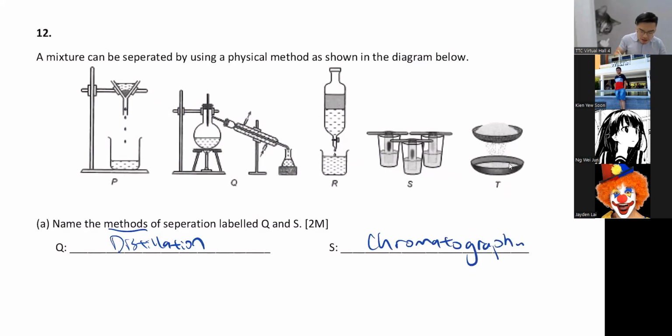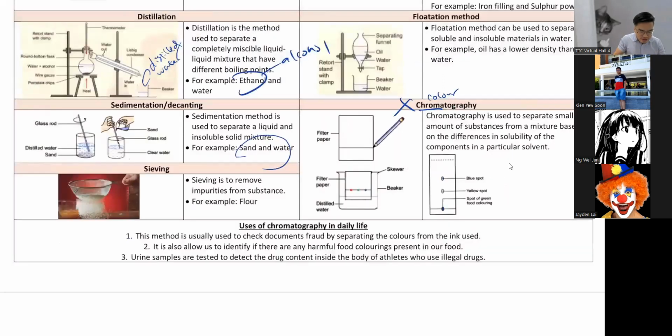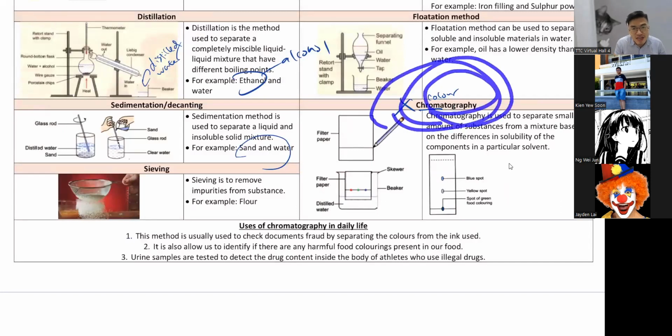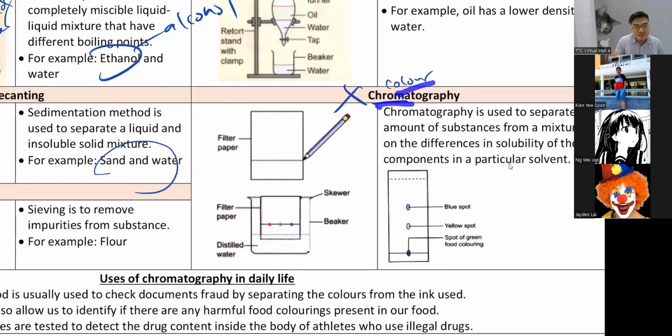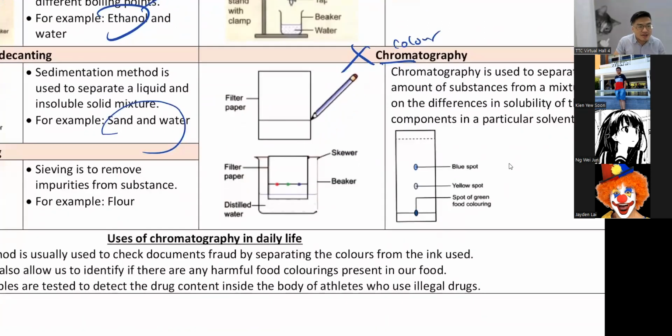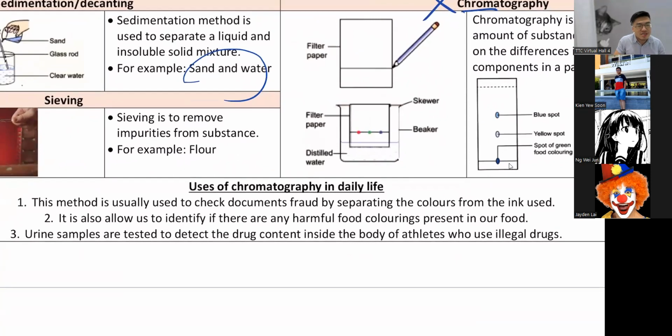Right? Chromatography. Have I mentioned this before? Chromatography. I asked you not to focus lah. What is chromatography? Chroma means color, like I said. This is the way to separate color. All right. What do we use this in? I mentioned this lah, to check documents if they are fraud, they are fake.